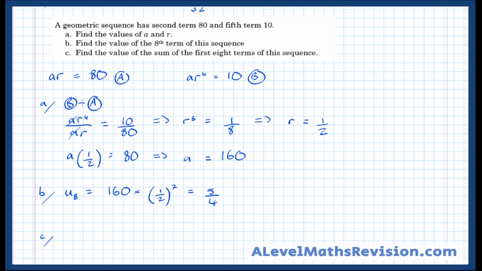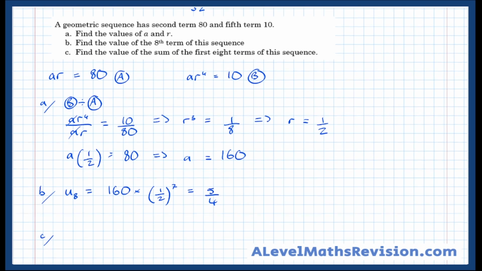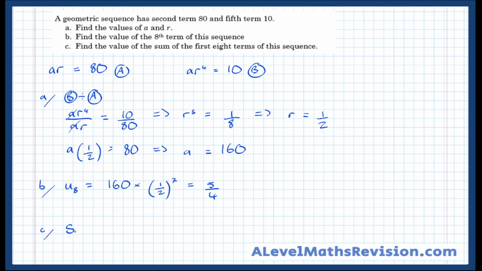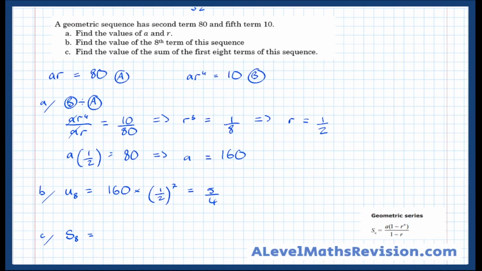Part C, find the value of the sum of the first 8 terms of the sequence. So S8. So let's bring up the formula for the sum of a finite geometric sequence. And as I said before, this is given in the formula booklet. So there it is over there. And we know that in this sequence, A was 160. We know that R was 1/2. And the number of terms we're summing is 8.